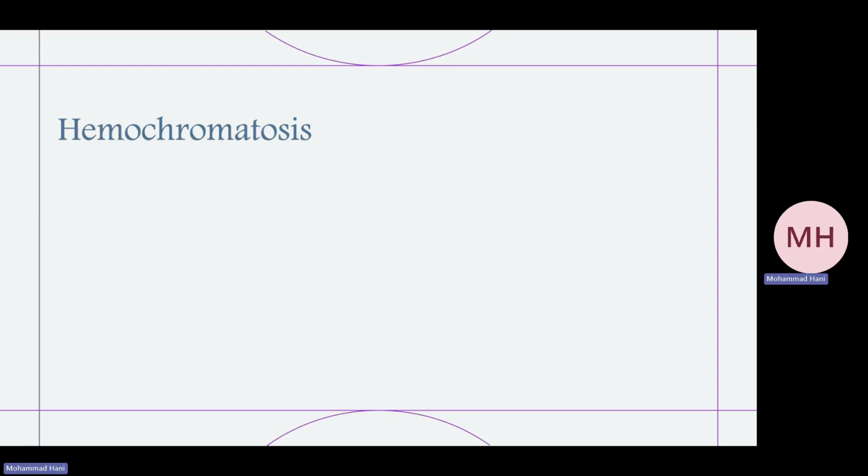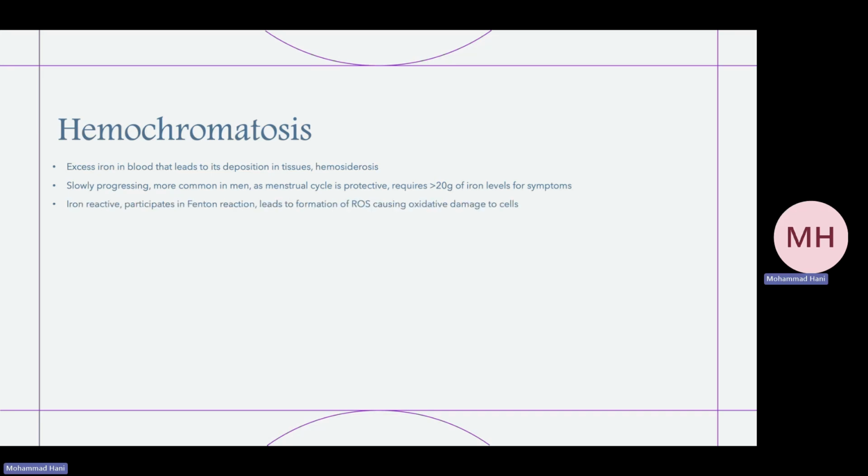What is hemochromatosis? It is basically excess iron in the blood, which can then deposit in tissues. It's termed hemosiderosis. Generally, a slow progressing disease, more common in men than women, as the menstrual cycle is protective. With menstruation, there's loss of blood, and with loss of blood, there's also loss of iron. Hence, it takes longer for it to occur in women. And it also generally requires more than 20 grams of iron for symptoms to arise.